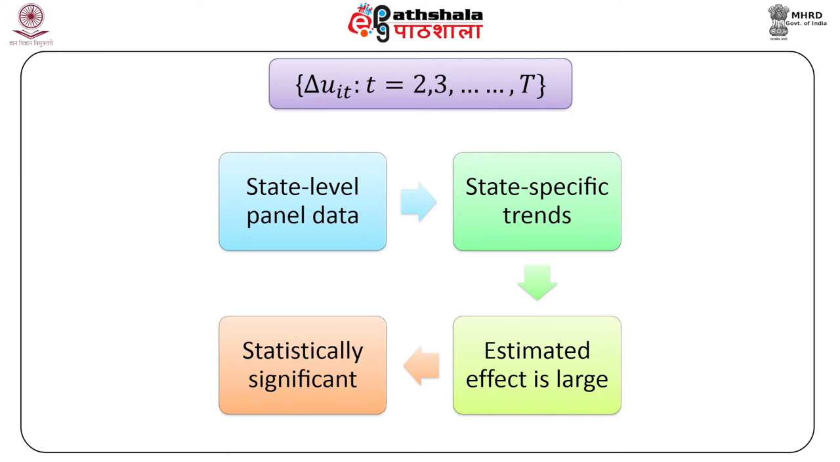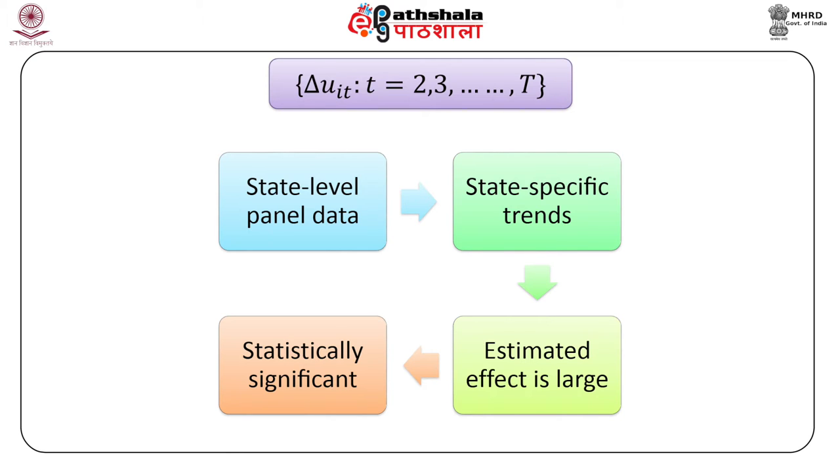Formally, it requires the fraction of the individual time series that are stationary to be non-zero. That is, the limit as N tends to infinity of N1 by N is equal to delta, where 0 is less than delta less than 1. This condition is necessary for the consistency of the panel unit root test.